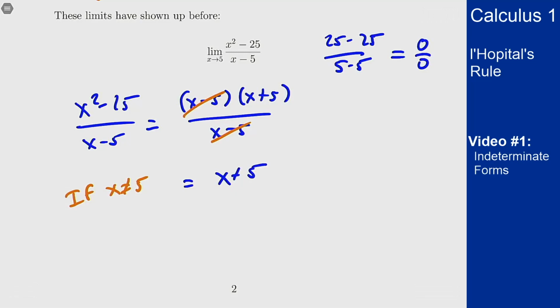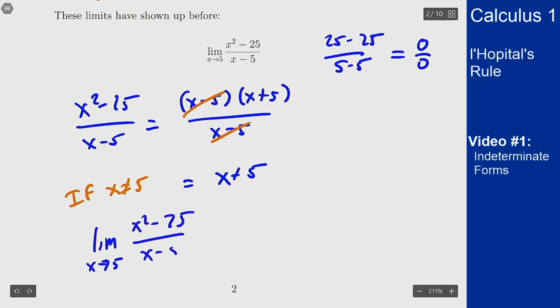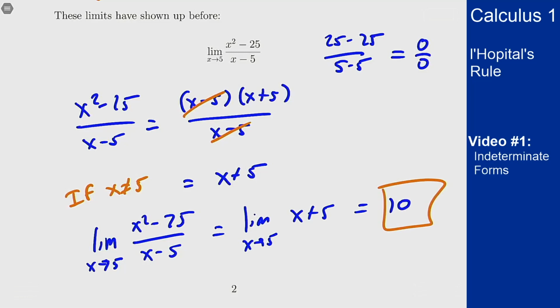Now when we're taking limits, we don't care about the value at the point, just the points nearby. So we can say that the limit as x goes to 5 of x squared minus 25 over x minus 5 is the same as the limit as x goes to 5 of x plus 5, which is 10. This factor canceling gave us a way to handle these problems. However, there are many other problems that can't just be done by factoring and canceling.